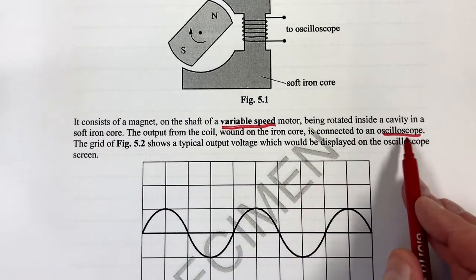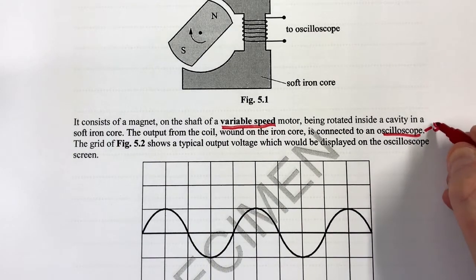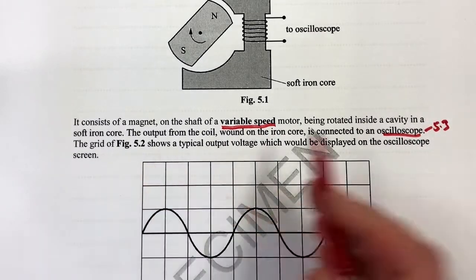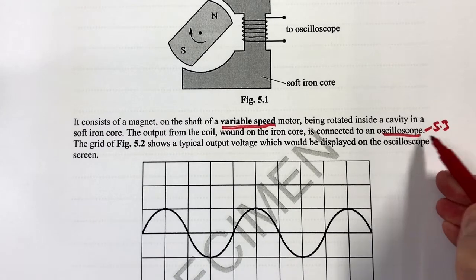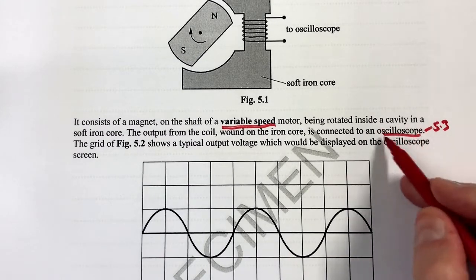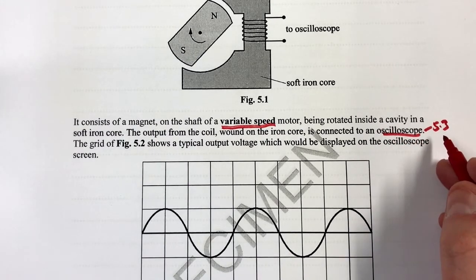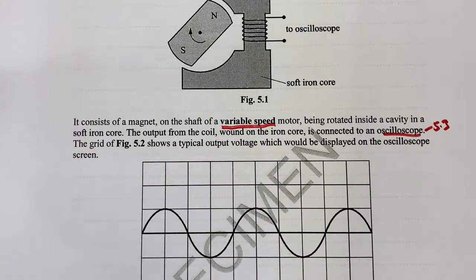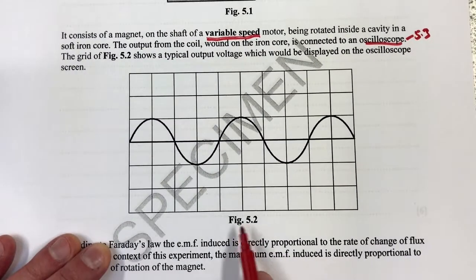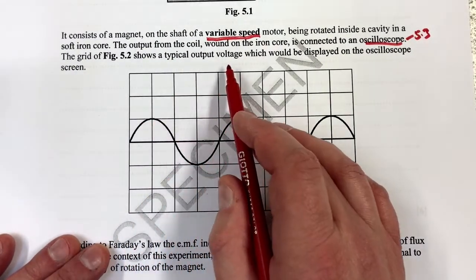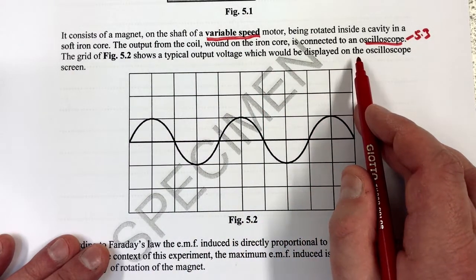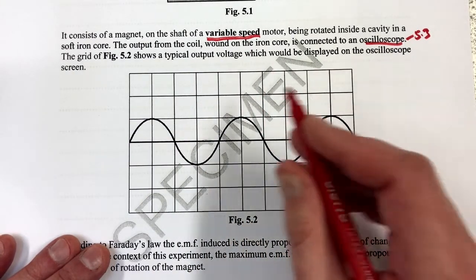Okay, we're going to need to remember how to use an oscilloscope, which is PAG 5.3, by the way. If you need to repeat PAG 5.3 just to regain your familiarity with using this device, you should do it. The grid of figure 5.2 shows a typical output voltage which would be displayed on the oscilloscope screen.